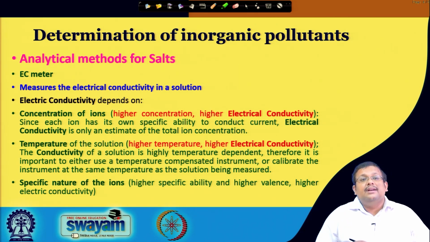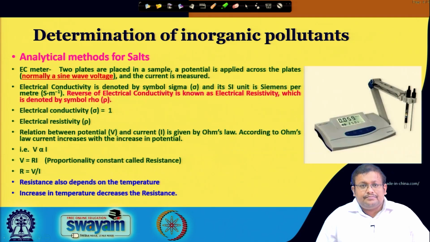The third important factor is the specific nature of the ions. That means the higher the specific ability and the higher the valency, the higher will be the electrical conductivity. So, you can see that electrical conductivity depends on several factors.